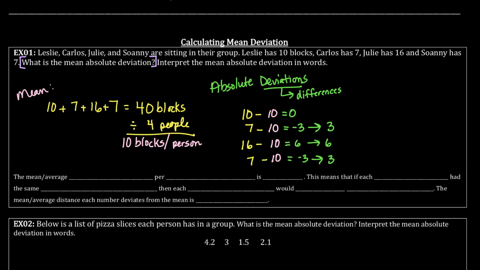So I'm going to take these absolute differences. I'll use blue. So let's do the mean absolute deviation. That means I just have to find the mean of these. So I'm going to add all these: 0 plus 3 plus 6 plus 3, and I get 12. Then I'm going to take that 12 and divide it by the 4 cases that I have, 4 numbers, and I get 3. That's my mean deviation.